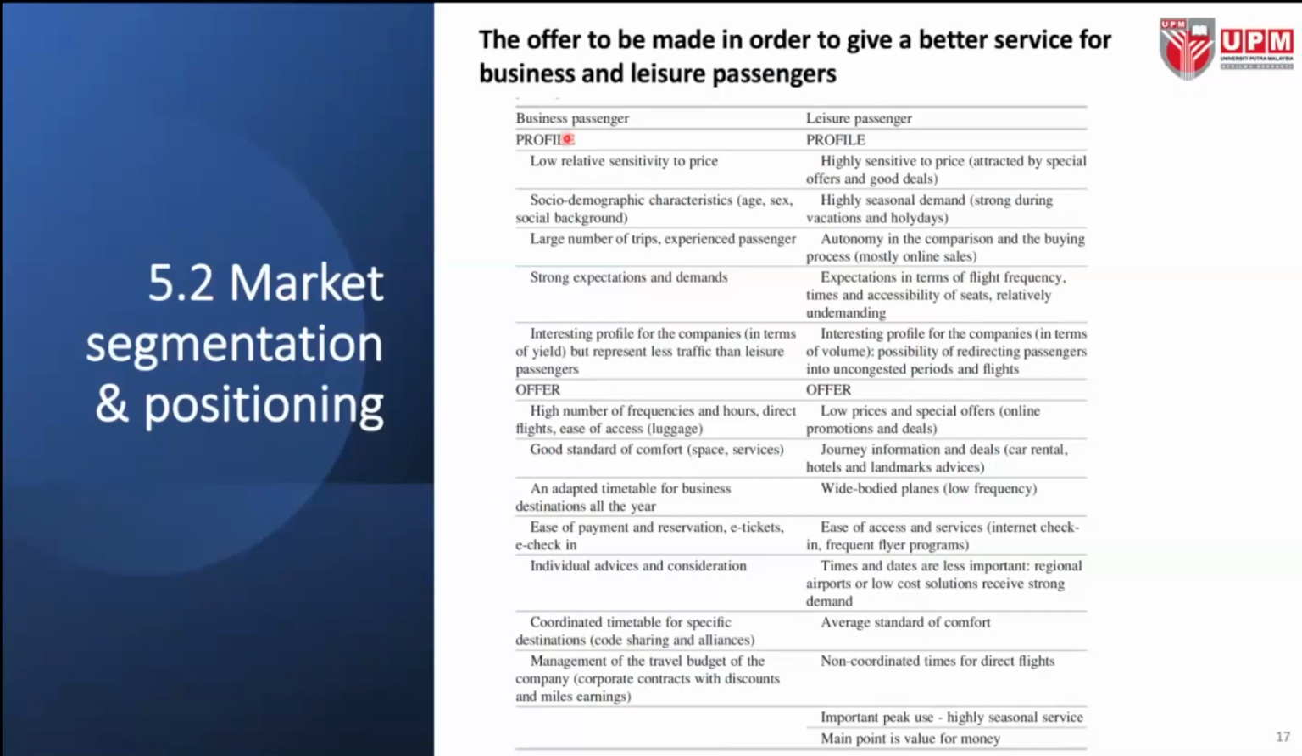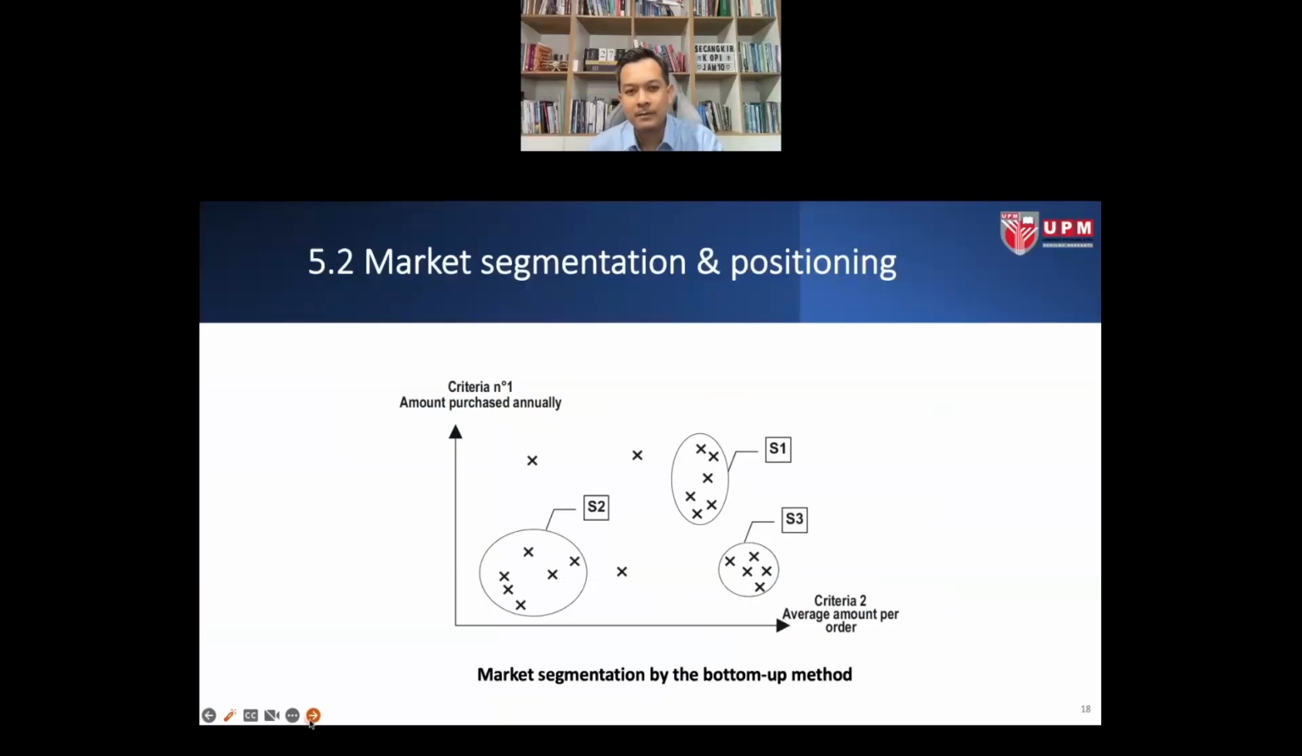So if we look at another example, the offer to be made in order to give a better service for different business and leisure passengers. You can look here, for the business passenger you can have a profile, for example, low relative sensitivity to price. Leisure passengers are very highly sensitive to price, and they want low cost because they are paying on their own compared to the business passenger. So you can compare those for business passengers as well as leisure passenger types of customers.